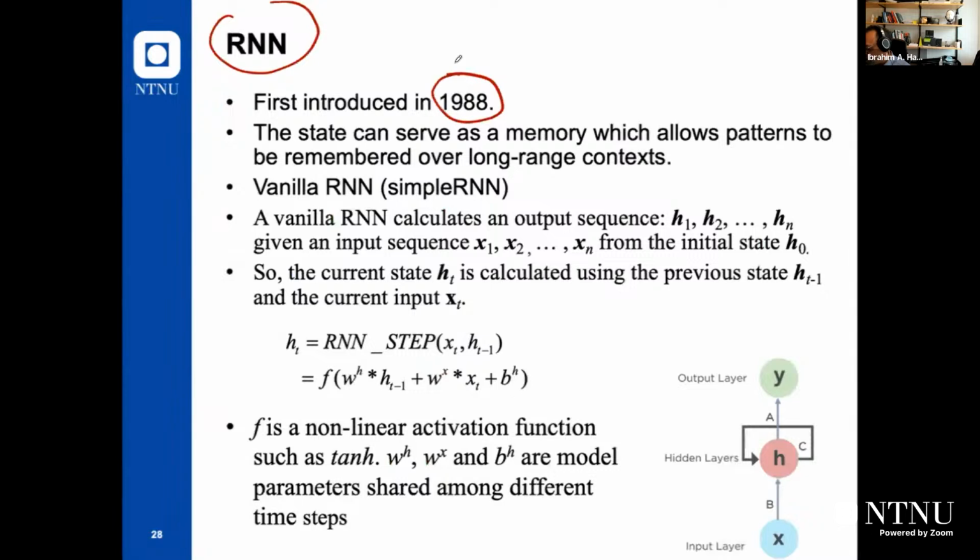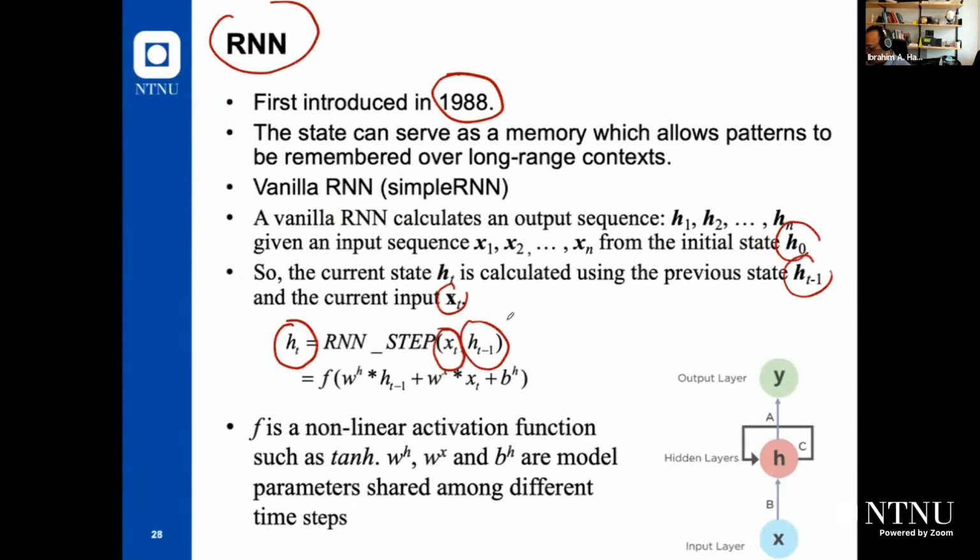The vanilla RNN calculates the output sequence, H1, H2 until Hn, in terms of a sequence of inputs, X1, X2, and Xn, and also the initial state, H0. The current state, Ht, is also calculated using the previous state, Ht minus 1, so it can memorize something from the context, and the current input, Xt. So this is a very simple equation of it. Ht, the state at time t, will be calculated as a function of the current input Xt and the previous state Ht minus 1.